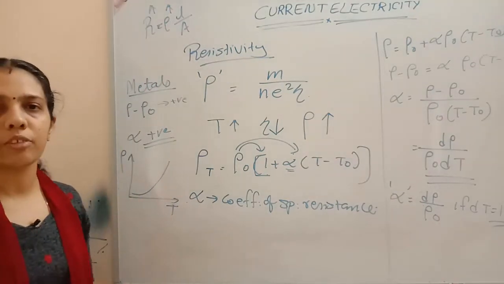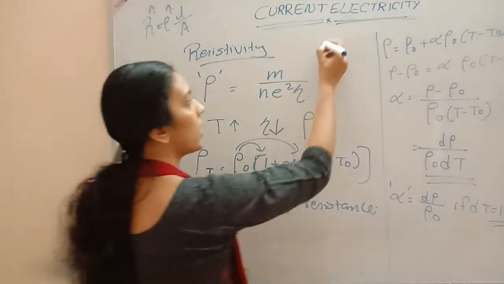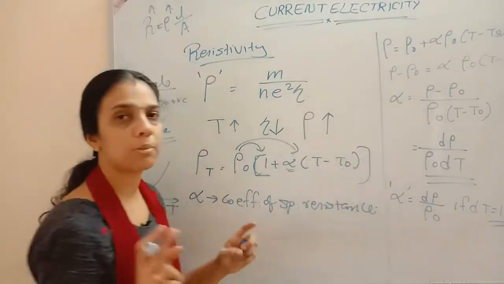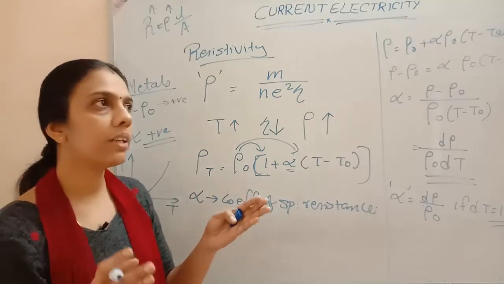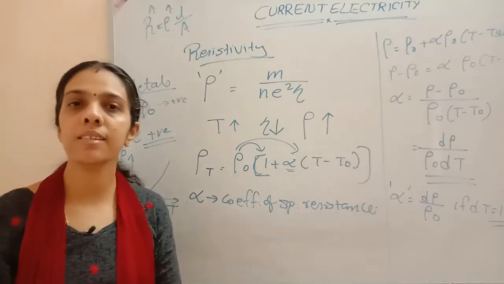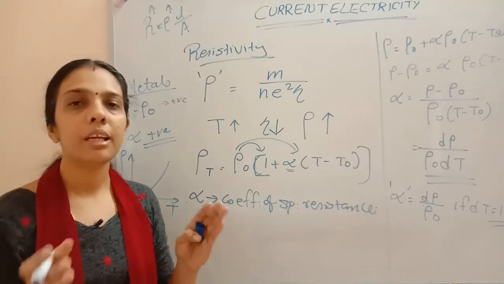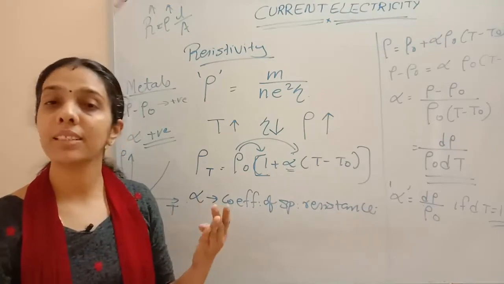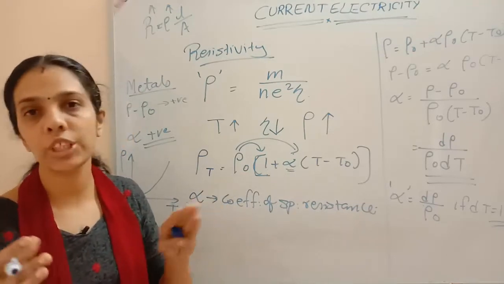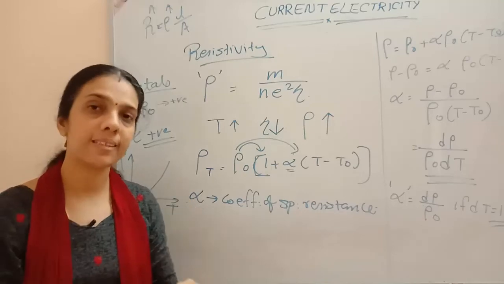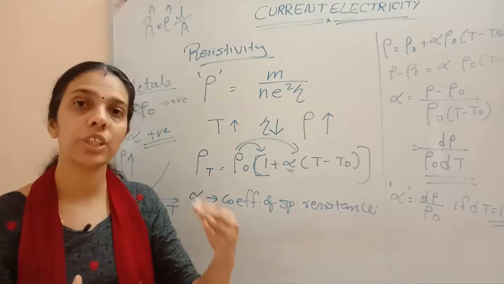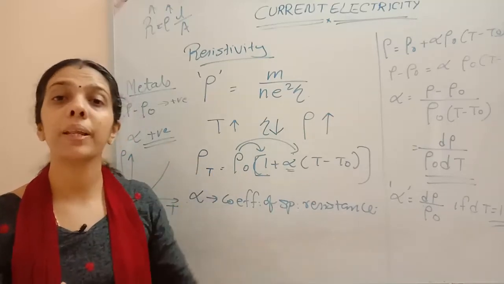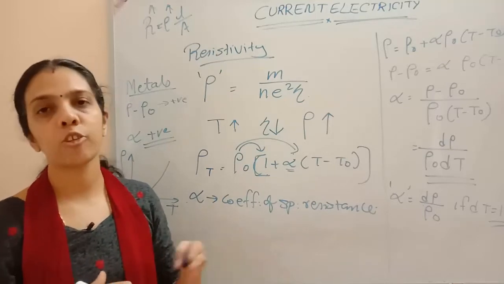Next we are considering alloys. Here we are considering two types of alloys, one is manganin, the other is nichrome. In manganin, as temperature increases, the resistivity won't change that much. Resistivity won't be changing much if temperature is increasing in the case of manganin.